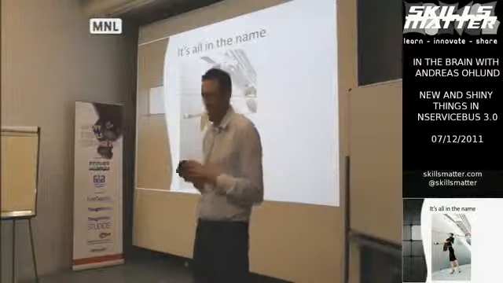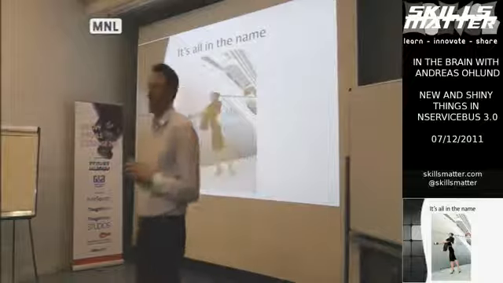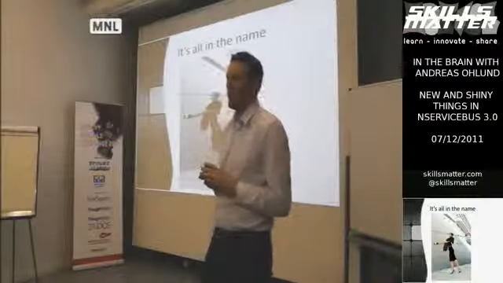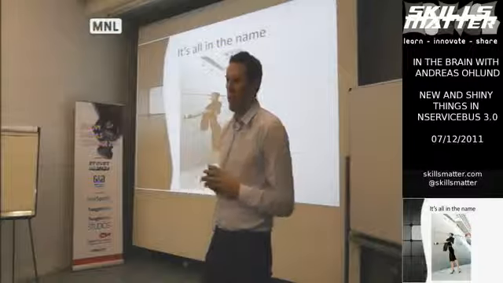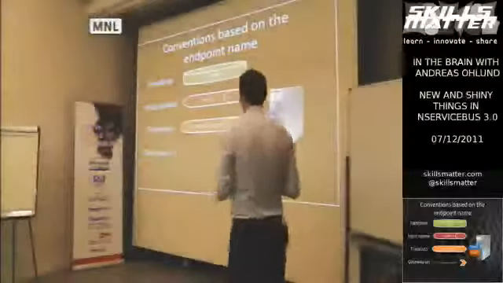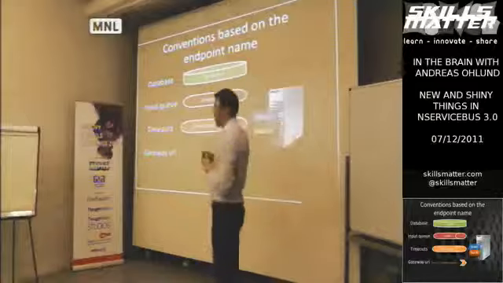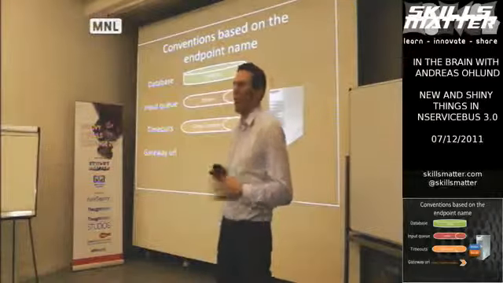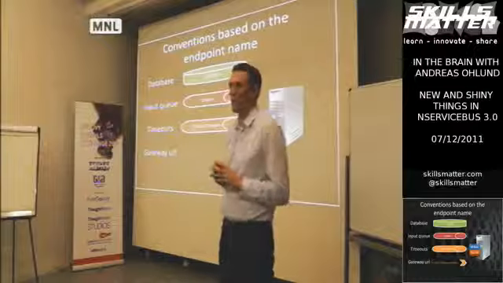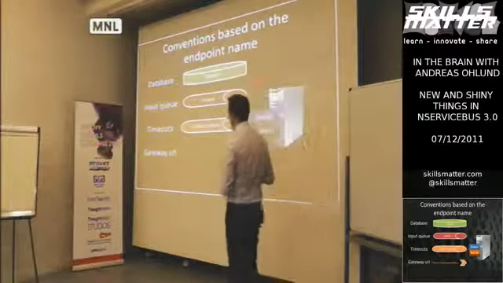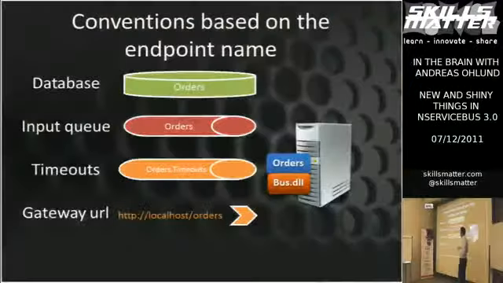So could be order processing or bank communication gateway, whatever. Give the endpoint a good name, and we will use that. So examples there could be that the database will create for you in RavenDB. It's going to be named after the endpoint name. So if you have an endpoint called orders, the database name will be orders. The main input queue for NServiceBus will be orders as well.